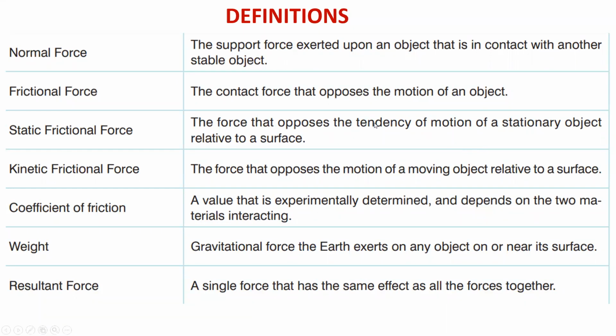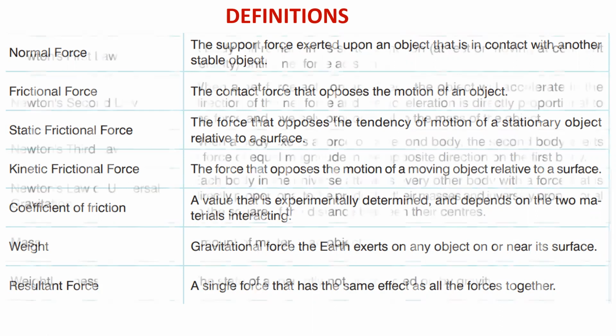So for our final exam, we should know all definitions: friction force, normal force, frictional force. As you know, we have two types of frictional force, coefficient of friction, weight, and more. So we have these definitions. Please study, please try to memorize them all. Today is our quick revision, so let's continue.